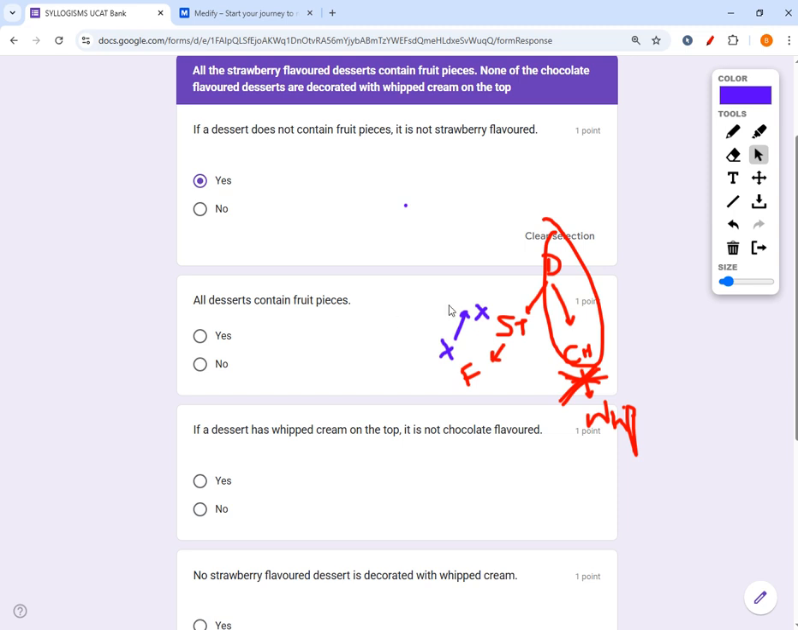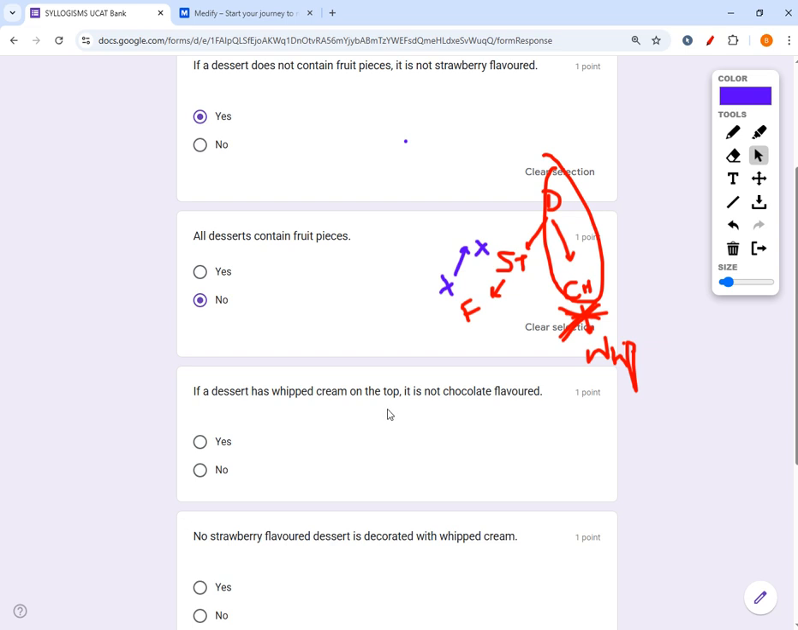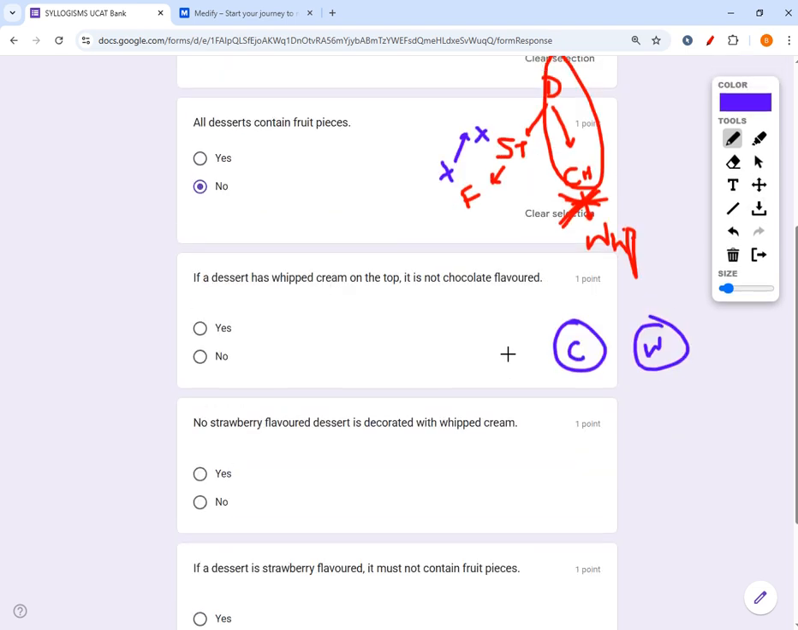All desserts contain fruit pieces. Absolute no. You know the reason why. Big fat no. If a dessert has whipped cream on the top, it is not chocolate flavored. That's my next one. It's a big fat no. It is not chocolate flavored because chocolate and whipped cream are like, if I want to show you, this is chocolate, this is whipped cream, there is no overlap. If you're whipped, you can't be chocolate. Therefore, in this case, I will say a big yes.